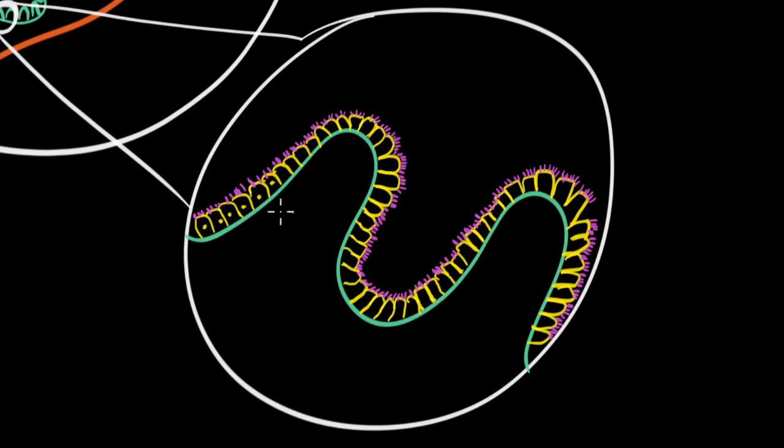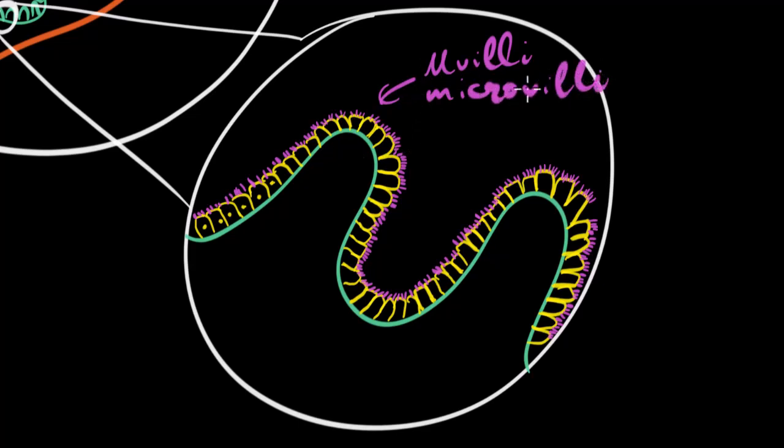They're lined by these columnar epithelial cells, and on the surface of these cells you can see even more tiny projections. These projections are smaller than cells, and they are called microvilli. I'm just doing the lazy thing of using the Greek alphabet for micro. Don't do that. You can just write it out. Let me do that. Microvilli.